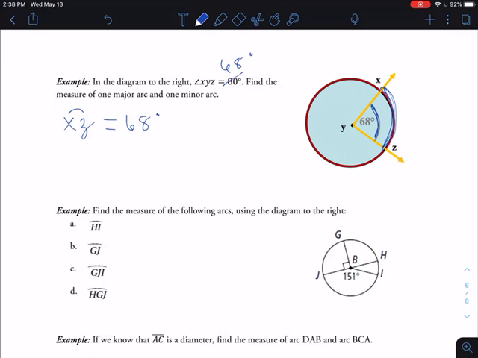And then a major arc would be going the other way, like this, right? And I'm noticing here that there's supposed to be another letter on the edge of the circle. It's right about here. It's supposed to be a W, okay? I'm sorry about that. I guess it just didn't save properly, my bad. Just add that in, okay? And the reason that I'm saying that is because if we're looking for a major arc, we need 3 letters to name it, okay? So I'm going to go X, W, Z.